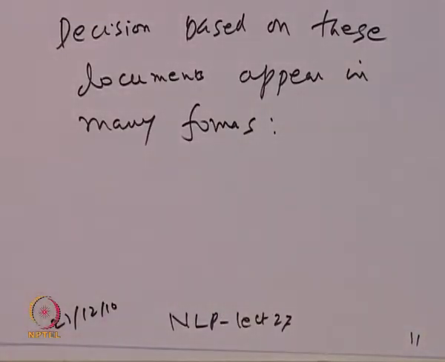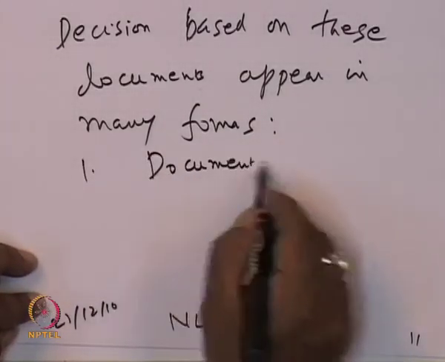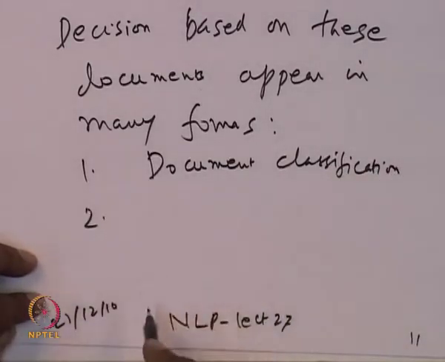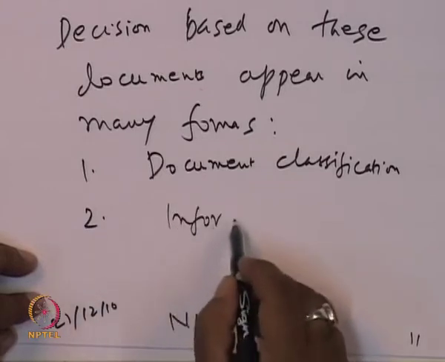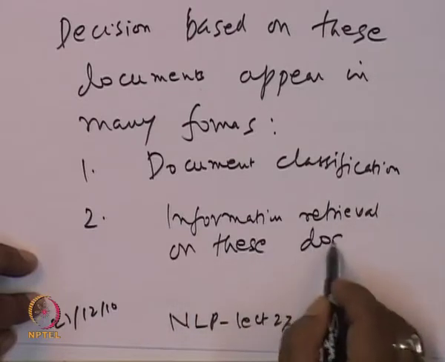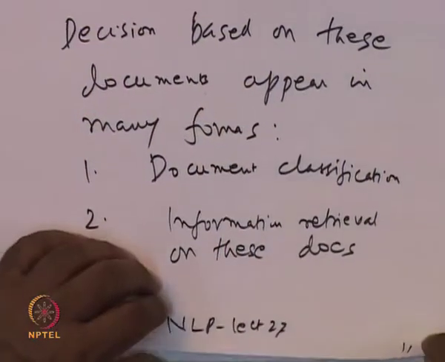Decisions based on these documents appear in many forms. One could be document classification. Two could be information retrieval on these documents. These documents may be ranked after information retrieval, and this ranking and scoring depends on the documents' properties. So, classification and retrieval happen to be important tasks on these documents.